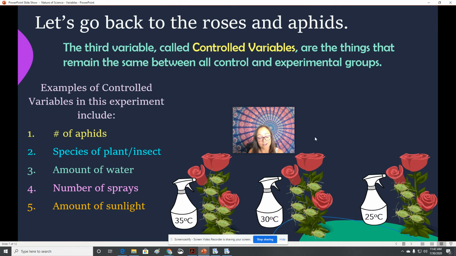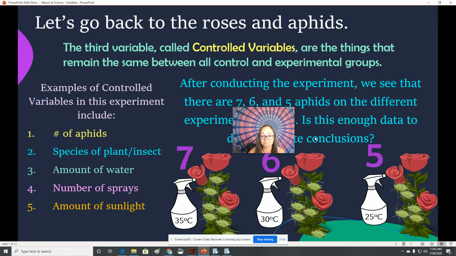So therefore, if we see different results, we know it's due to temperature and not because one plant got more sun or more water or more sprays. We know that the only difference was the different temperatures, and therefore our results are based solely on that because everything else was equal and controlled. So keeping your controlled variables even and the same are super important between your different control groups.